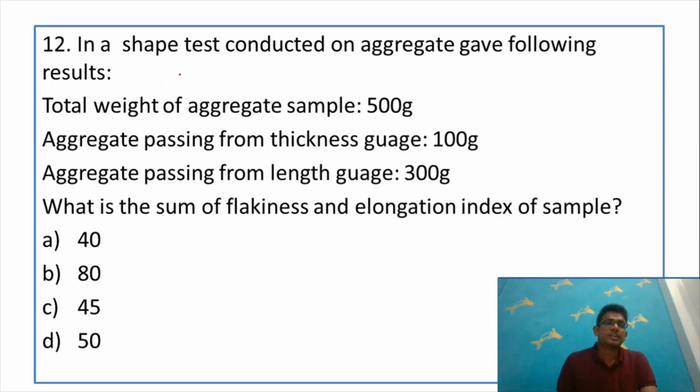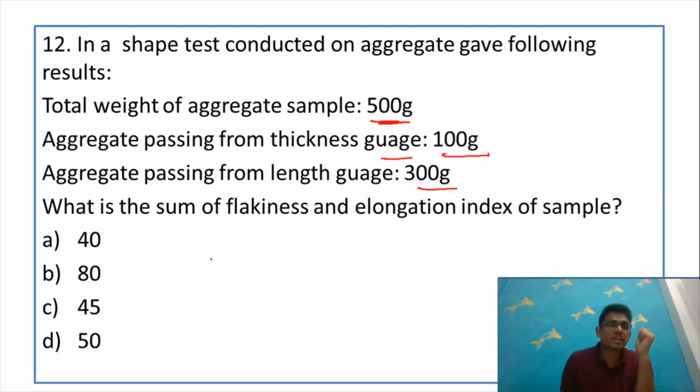Next one, in a shape test conducted on aggregate, give following results. So see the results here. They have mentioned total weight of aggregate sample first, that is how much? 500 grams. Aggregate passing from the thickness gauge, that is how much? 100 grams. Aggregate passing from the length gauge, that is how much? 300 grams.